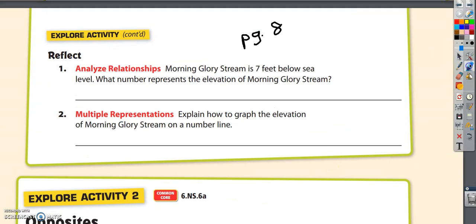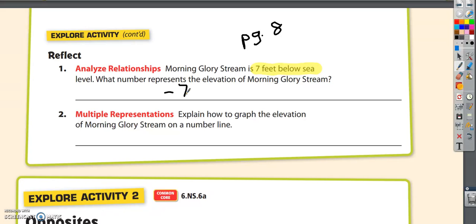If I just went back to the question here, there's a really important key. It says that Morning Glory is 7 feet below sea level. And that word below indicates that the number is below 0. And the numbers that are below 0 are negative. So what number represents the elevation of Morning Glory Stream? It's going to be negative 7.